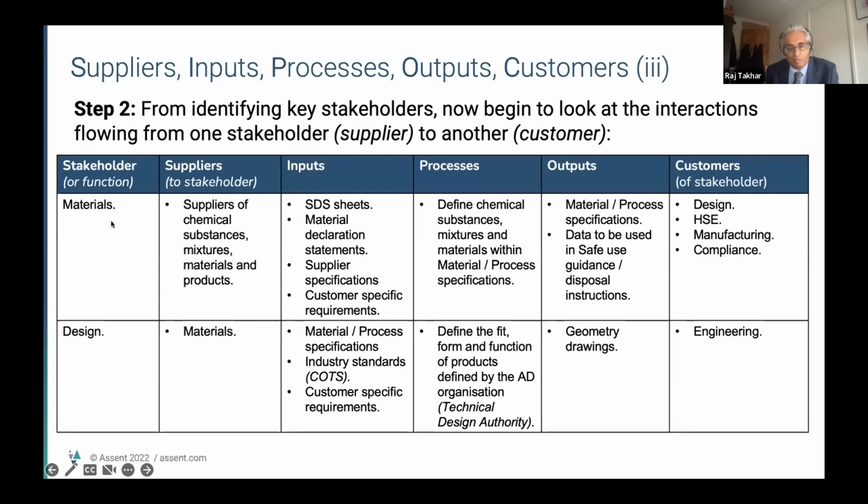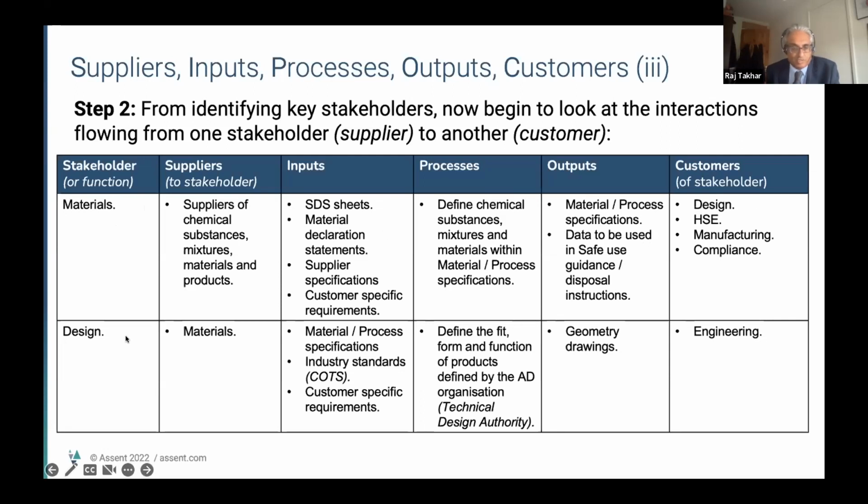You start by mapping out your stakeholders. Then from your stakeholder analysis, you can do the SIPOC analysis that then says, well, who feeds them? What are their inputs? What does that stakeholder actually then do and produce? And who does that stakeholder then feed?